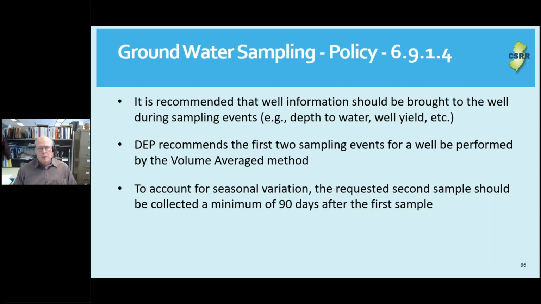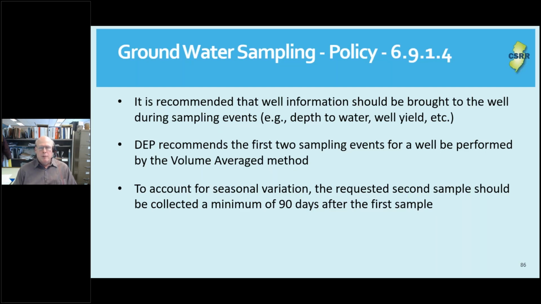The aforementioned observations have led to the addition of specific sampling guidance, which is presented in the policy section listed as 6.9.1.4. Application of the LSRP's best professional judgment provides a mechanism for the guidance to be modified or bypassed. When this action is taken, language supporting that action should be provided. I will now present some of the policy guidance outlined in this section.